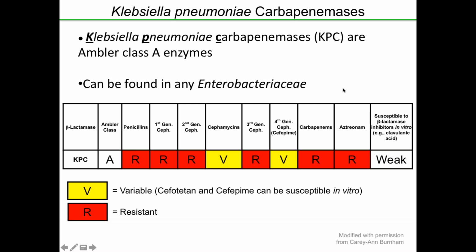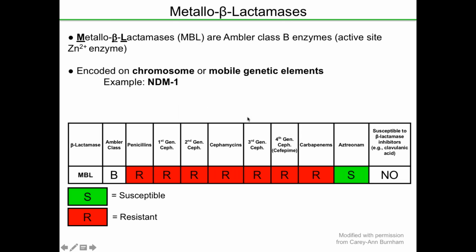But first, second, and third generation cephalosporins are all going to be resistant, as is aztreonam. And that's something important to remember when we start to talk about metallo-beta-lactamases like NDM-1. So pretty much everything resistant here, but you can see the susceptibility to aztreonam.